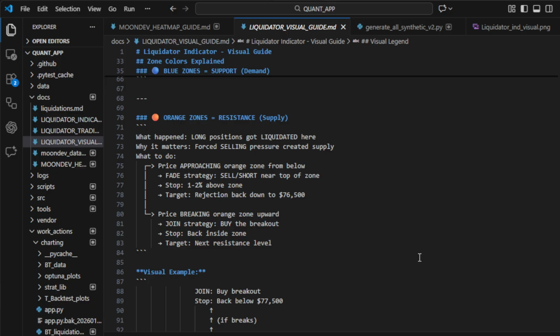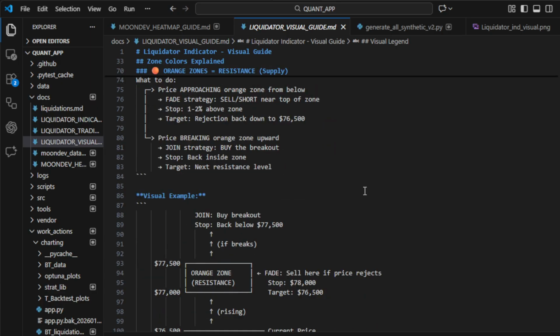Orange zones: resistance, supply. What happened? Long positions got liquidated here. Why it matters: forced selling pressure created supply. What to do: price approaching orange zone from below. Fade strategy, sell short near top of zone. Stop 1-2% above the zone. Target: rejection back down to that price.